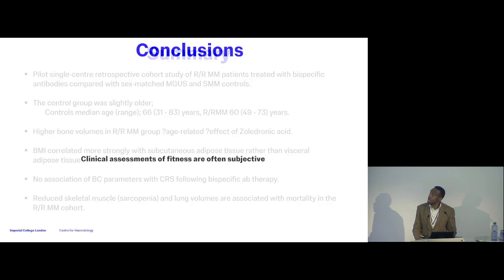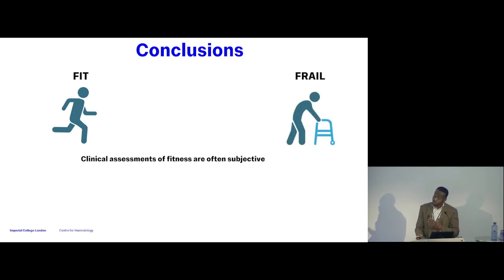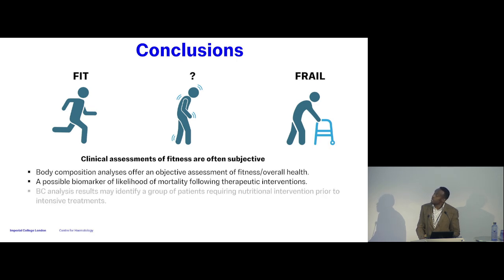To conclude, on my final slide: as hematologists, we're always determining fitness, and the ways we determine it are actually very subjective. A patient who runs 10 kilometers every day is obviously very fit. A patient who walks into your clinic room with a Zimmer frame is obviously frail. But in between these two, there is a gray area, and we need an objective way to determine fitness, and this is where body composition analysis comes in. It offers an objective assessment of fitness and health, and can be a biomarker of the likelihood of mortality following treatment. We can also identify a group of patients that would potentially need intervention prior to intensive treatments.